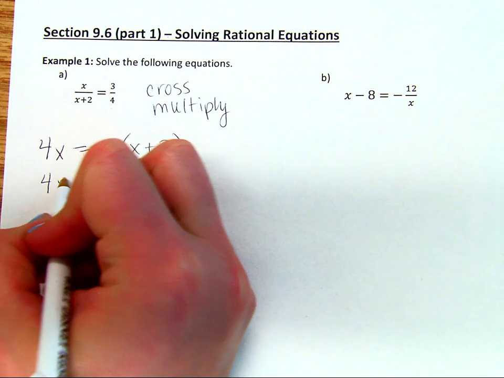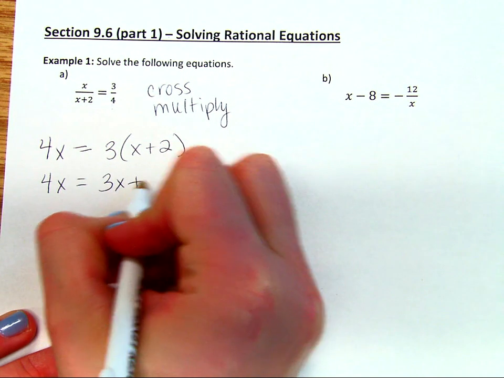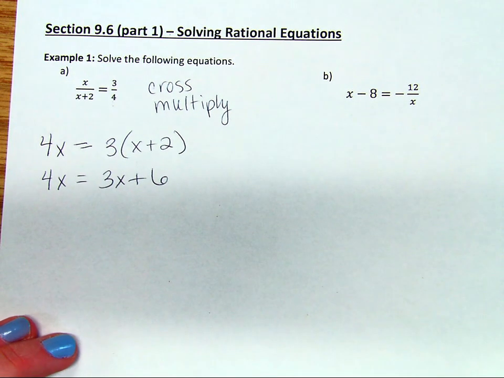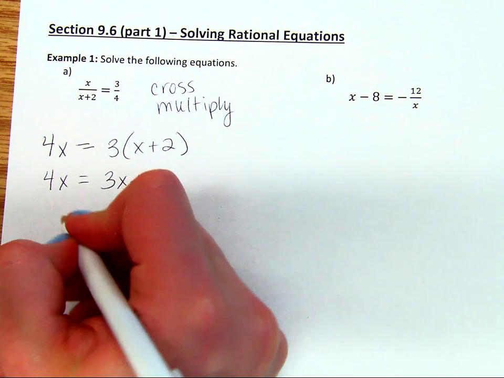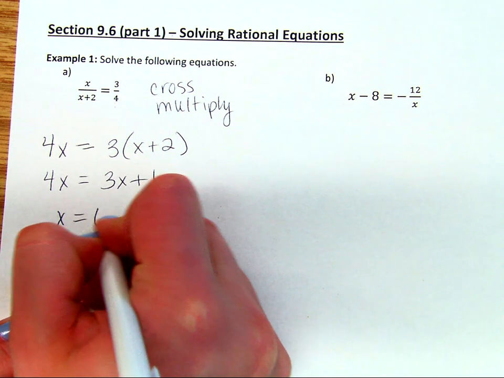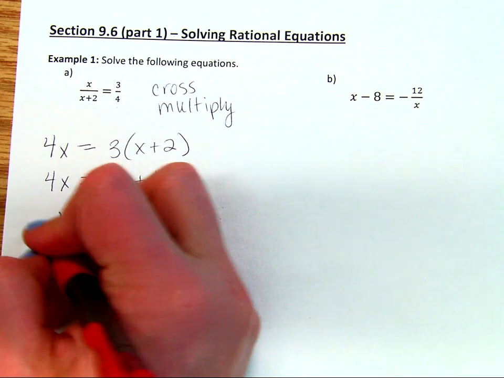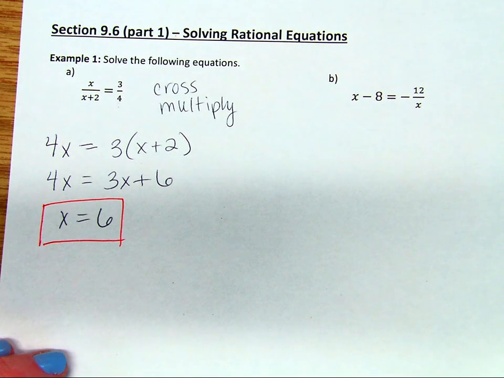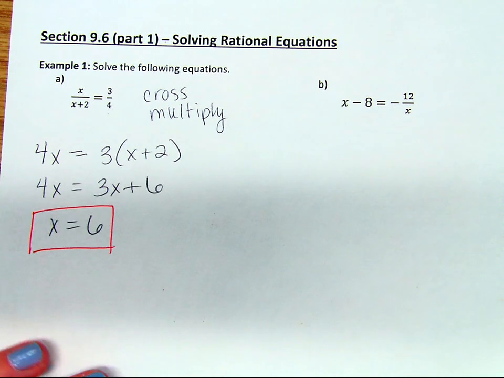Now, I've got 4x equals 3x plus 6. Just use the distributive property. Subtract 3x from both sides. I end up with x equals 6, and I have solved. Okay, so that one's not bad, just using some cross multiplication.